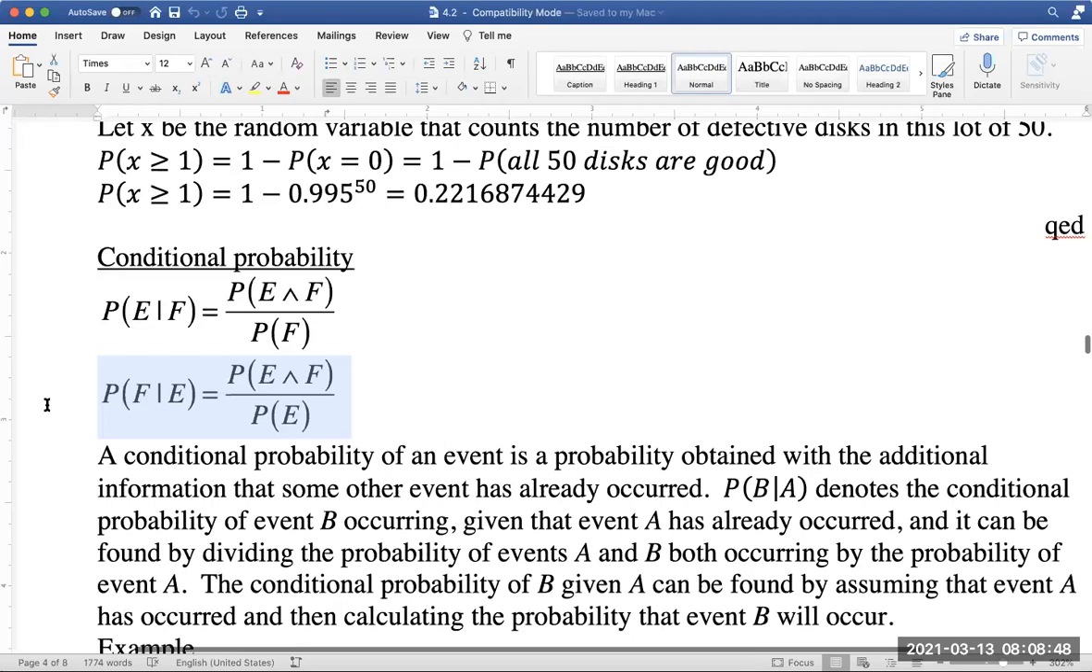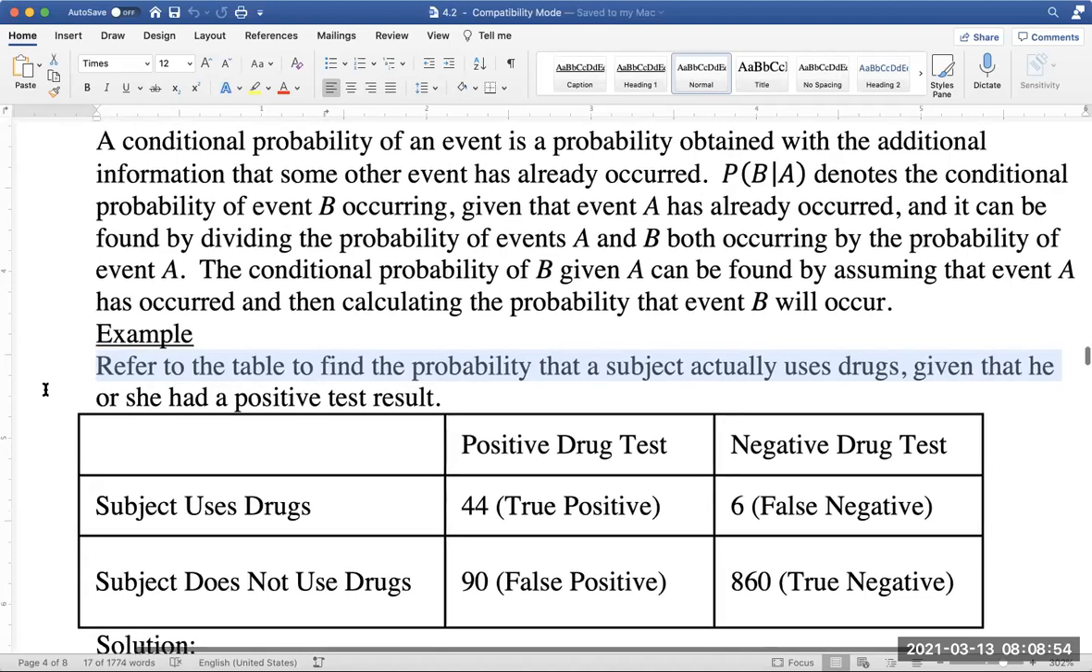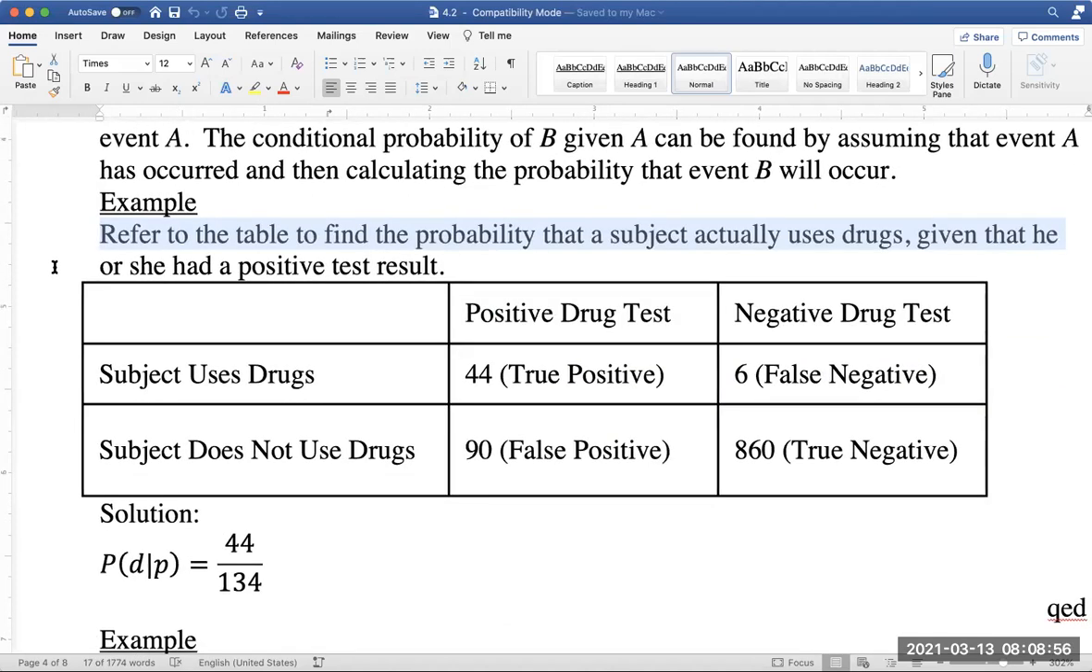So you refer to the table to find the probability that a subject actually uses drugs, given that he or she had tested positive for the drug test. So we want to find the probability that the person takes drugs, given that they tested positive for the drug test. So let's only look at people who have tested positive for the drug test.